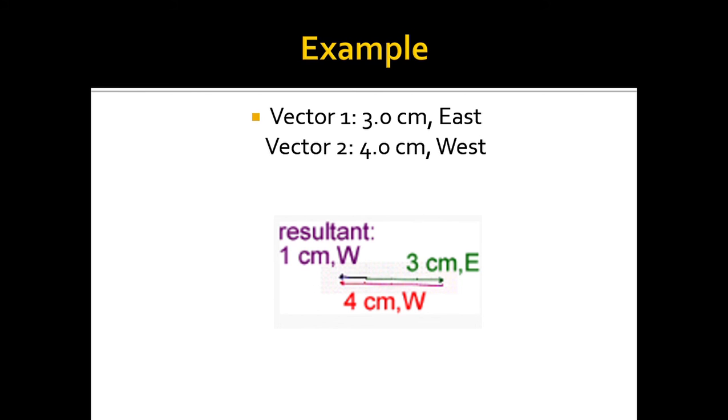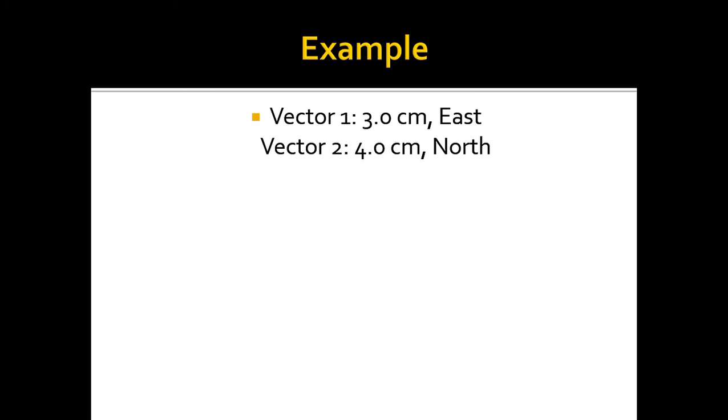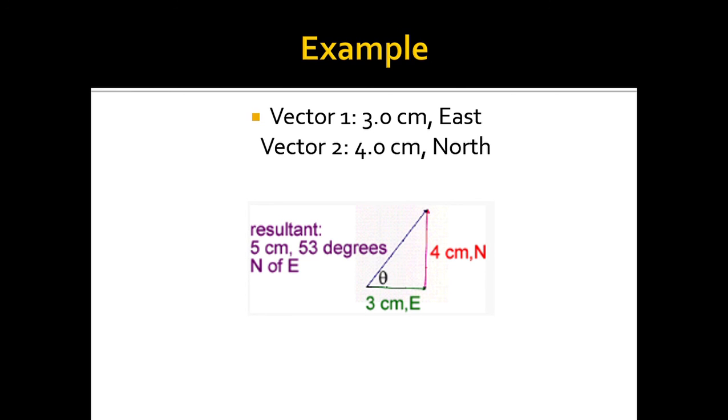Right? But what happens if the vectors we are analyzing are not going in the same axis, just like in the previous example? Here we have vector 1, 3 centimeters east, and vector number 2, 4 centimeters north. One is going right and the other one is going up. So how can we find the result? We have to use some trigonometrical principles in order to find out about it. And just like it is specified in the image, we have to find the hypotenuse of a triangle in order to find out about the result.